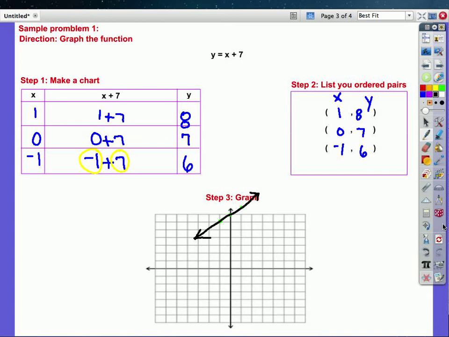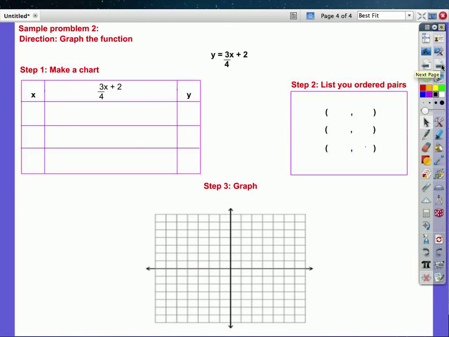Okay, very well. On to our second problem. Now, our second problem, I decided to use a fraction. Now, because it is a fraction, I know some of you all may be nervous and said, oh no, I don't want to do that one. Guess what? You're going to do it anyway. Directions are still the same. Graph your function. We're going to do those same steps. I actually just copied this page and redid the numbers because we're going to use the same steps to do this.